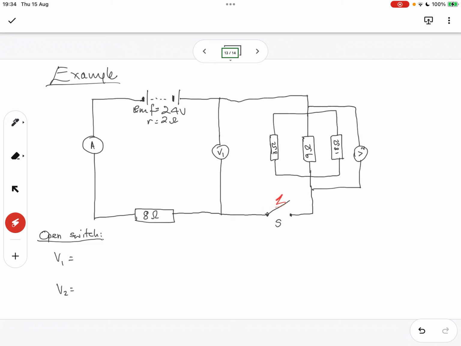Yeah, because current will probably not go anywhere. So what would be the reading on the voltmeter? What do you think will be the reading? Just take a guess. It's fine if you take a guess. You have V1. Yeah, I have V1. What would the reading be? What do you think it will be?